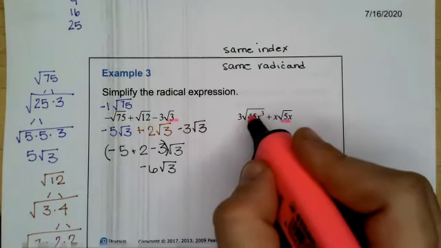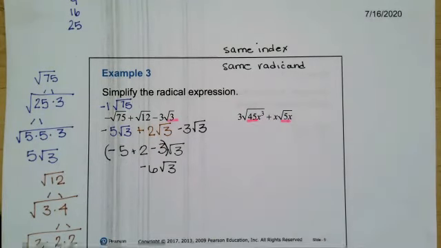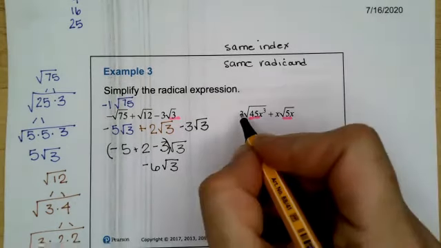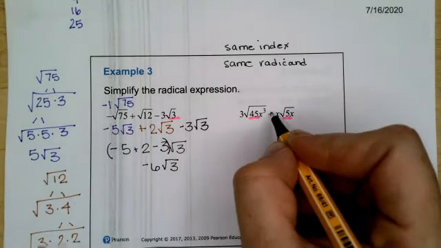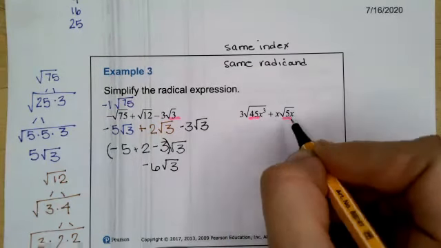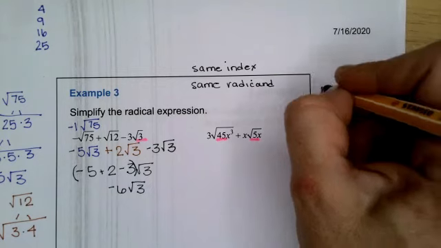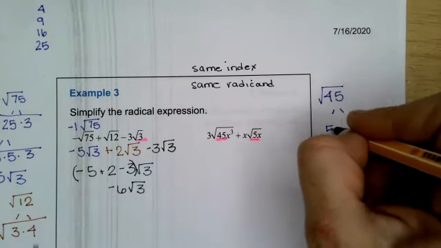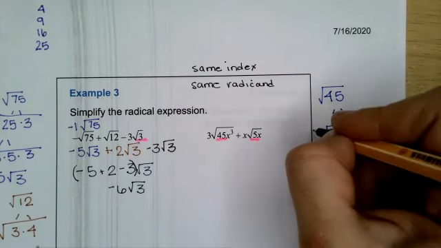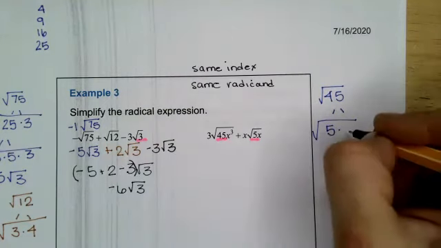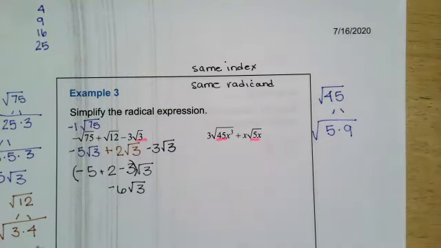5 is my smallest radicand, right? So as I'm simplifying, 3 square root 45x cubed plus x square root 5x, I can think maybe I should take 45 and divide it by 5. When I take 45 and divide it by 5, I get 9, right? Because 5 times 9 is 45.